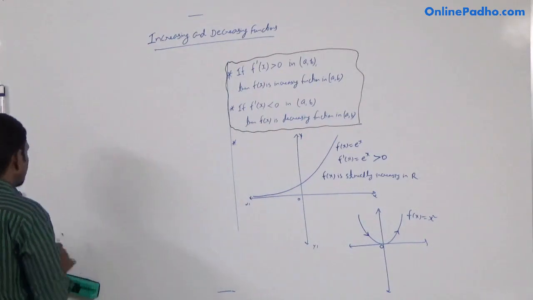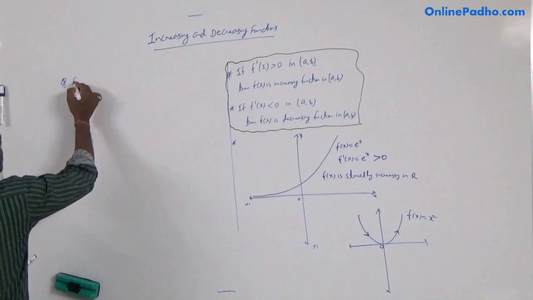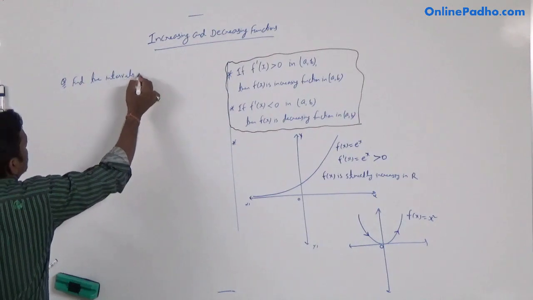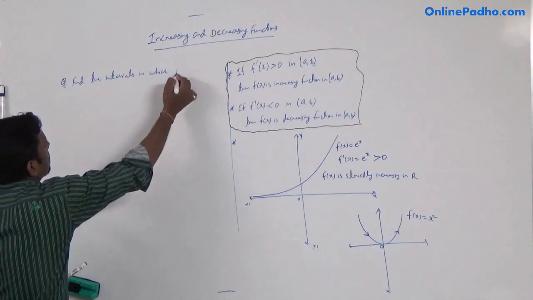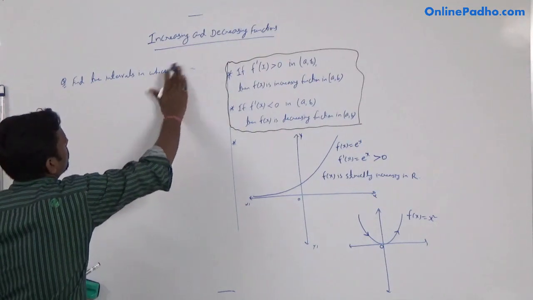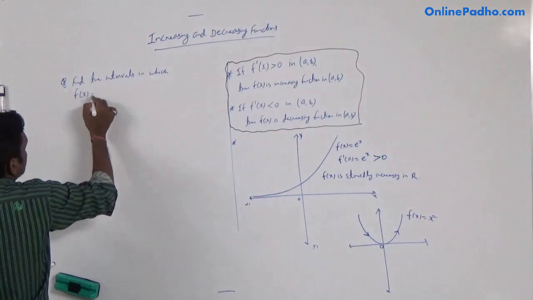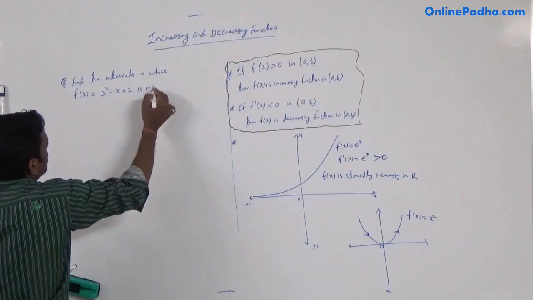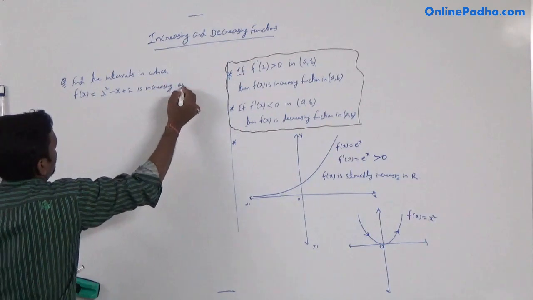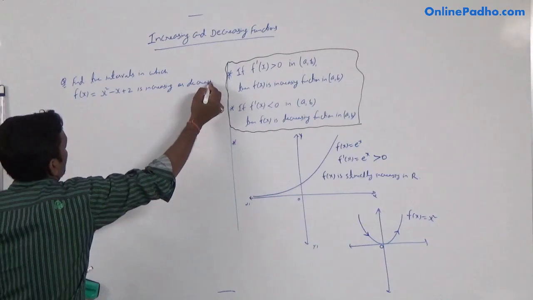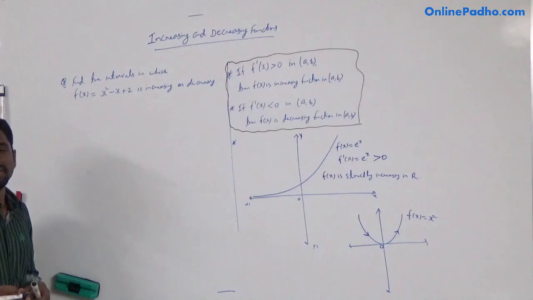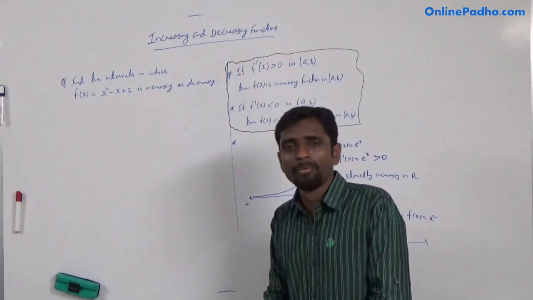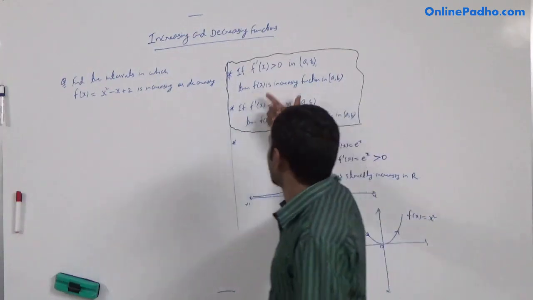The question is, find the intervals in which f x equal to x square minus x plus 2 is increasing or decreasing. Find the interval in which this function is increasing or decreasing. We can prove by the graph, but if you have to prove without a graph, you can apply this concept.